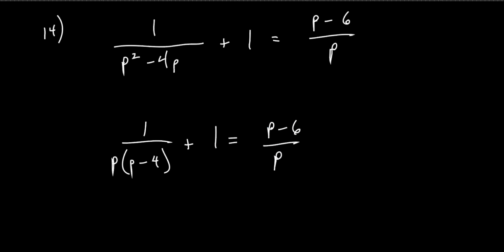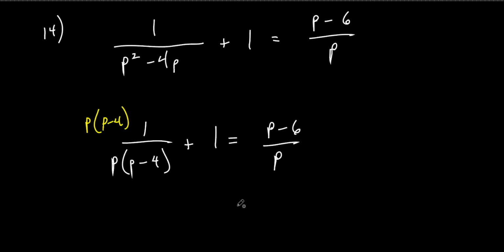All right. Here's the part that I have a feeling might be the hardest part for you to see. What do I have as my denominators? I have a p and a p minus 4. I got a p right here. So there's a p right here, p minus 4, and there's a p right here. So what's my common denominator then? It's p times p minus 4.